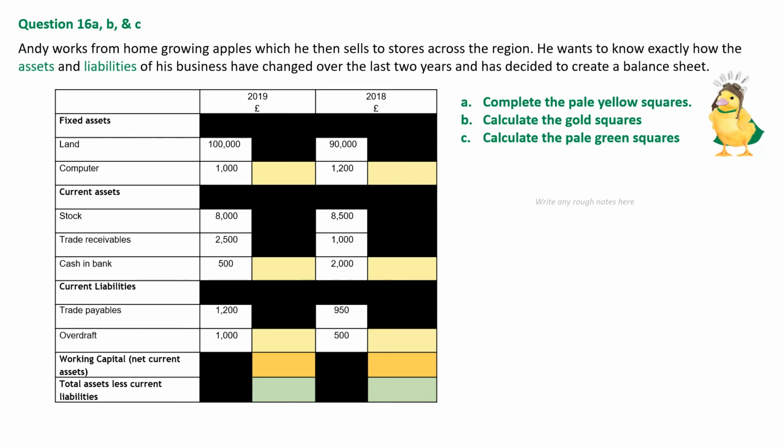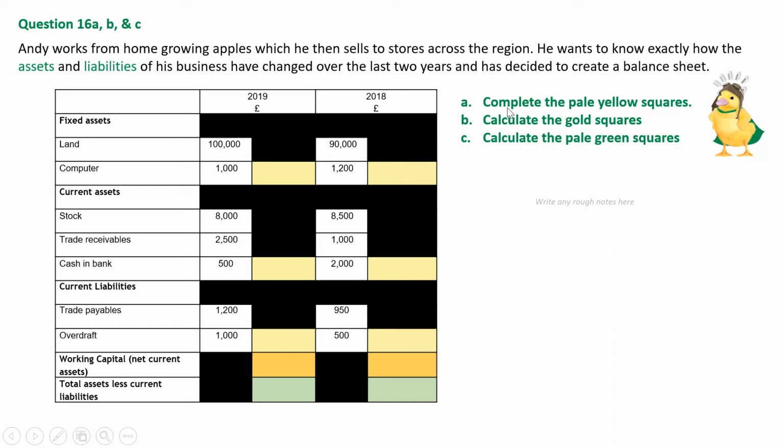Question 16, A, B and C. Now in an exam this would actually just be question 16. I've added A, B and C on it to help you break it down and realise it's not as scary as it looks. Andy works from home growing apples, which he then sells to stores across the region. He wants to know exactly how the assets and liabilities of his business have changed over the last 2 years and has decided to create a balance sheet.